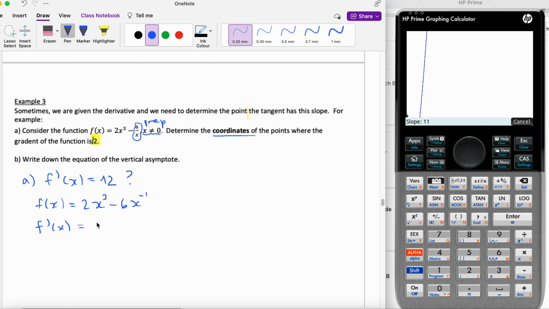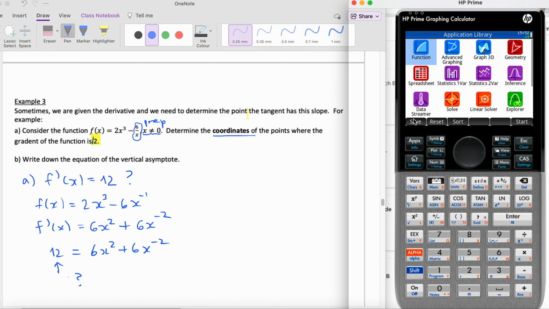So now let's actually derive. The 3 drops down, and we get 6x squared. The minus 1 drops down. Minus 1 and a minus will turn it to plus. 6x to the minus 1 is minus 2. And so now, as we said, for which values of x, and sometimes there's more than one, which is going to be the case here, is our derivative equal to 12?